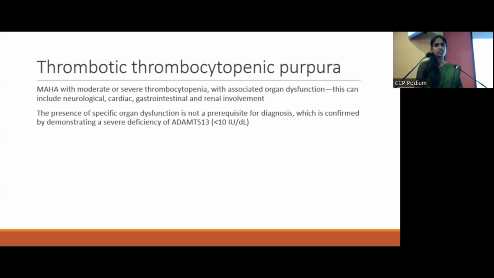First is thrombotic thrombocytopenic purpura. It is a moderate to severe thrombocytopenia with associated organ dysfunction. Commonly, what we see is neurological dysfunction, but cardiac, gastrointestinal, and renal involvement can also occur. The presence of specific organ dysfunction is not a prerequisite for diagnosis. The diagnosis is confirmed by severe deficiency of ADAMTS13 level, that is less than 10 international units per deciliter.